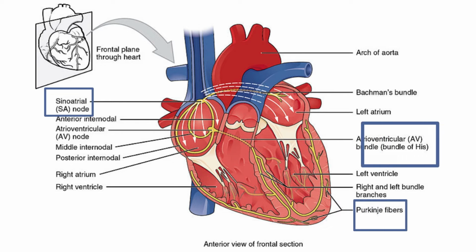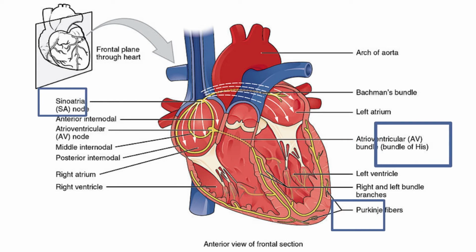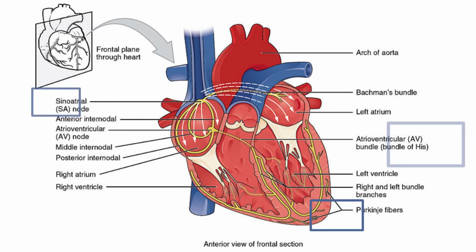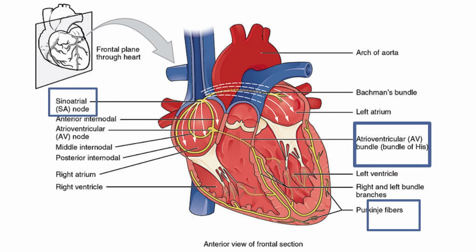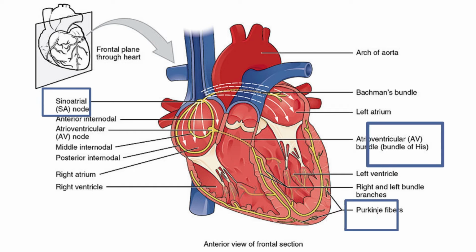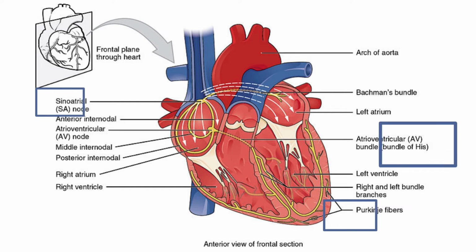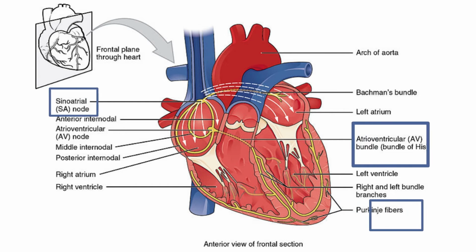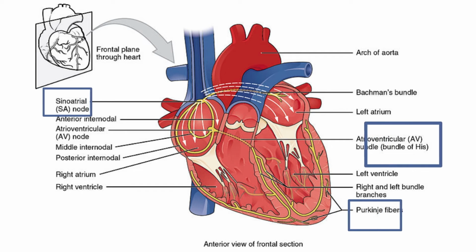The bundle of His begins from the AV node, passes through the fibrous AV ring into the top of the interventricular septum. Almost immediately it divides into the right and left bundle branches, which supply the right and the left ventricles, respectively. The left bundle branch further divides into anterior and posterior fascicles. The anterior branch is thinner of the two and supplies the anterior wall of the left ventricle. The thicker posterior branch supplies the posterolateral wall of the left ventricle. The right branch and the two fascicles of the left branch run subendocardially on the respective sides of the septum.